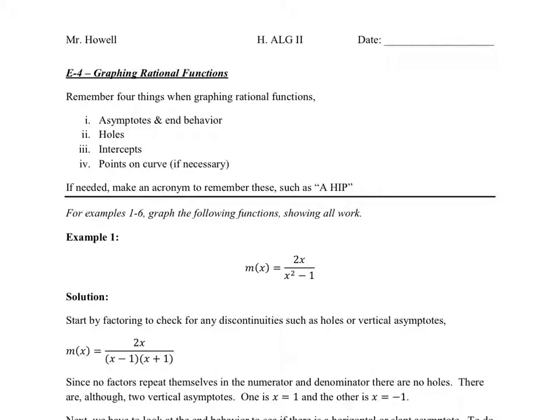2x over the quantity x squared minus 1. So if we're looking for asymptotes and end behavior, I should start and think about how I can factor this. If I can factor the denominator, I can look for my vertical asymptotes right away. So we look at the denominator, a difference of squares, factoring into x plus 1, x minus 1.